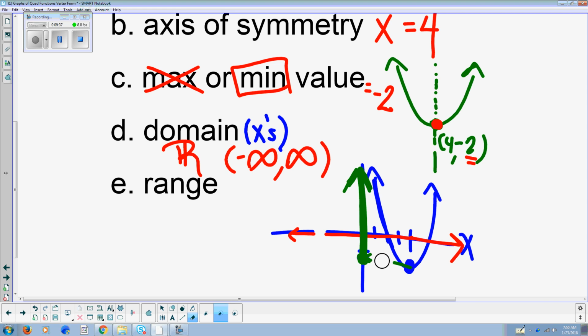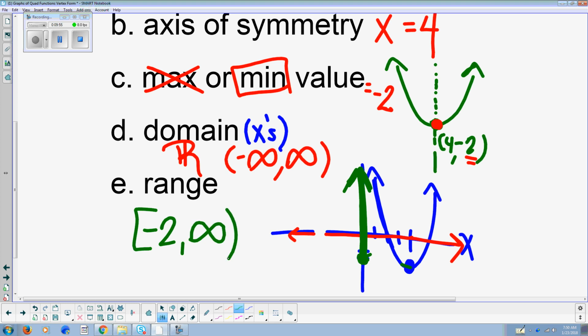So we would say that our range begins at a lowest value, or our minimum value of negative 2, and then it goes upward forever to infinity. So this is one way of describing the range. Another way to describe this range is it's all the y values that are greater than or equal to -2.